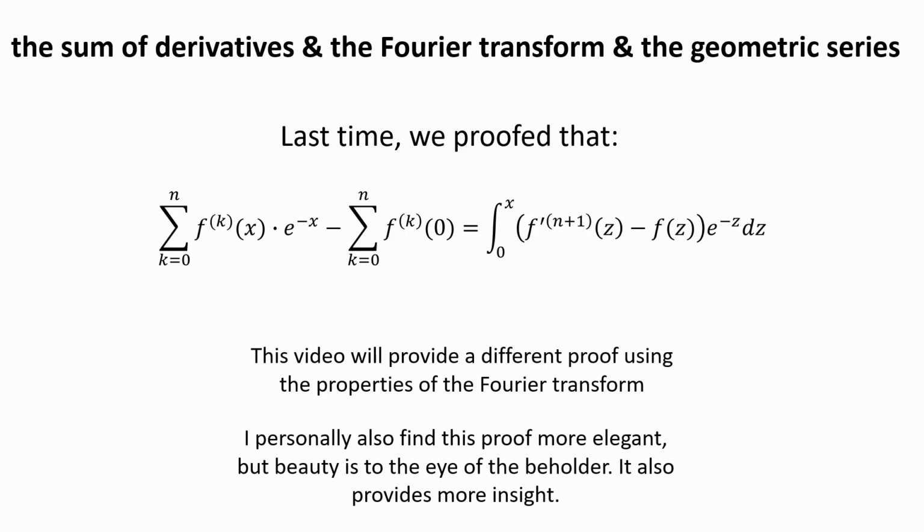Hello and welcome. Today we're going to talk about a new proof that I've found about how we can find an expression for the summation of our derivatives. Now, in this proof, we're going to use the summation of derivatives and the Fourier transform and the geometric series. And this will provide a deeper insight into what we already have discovered, and we'll find new properties which will help us understand what we're actually doing. I personally find this proof to be more elegant, but of course, beauty is in the eye of the beholder.